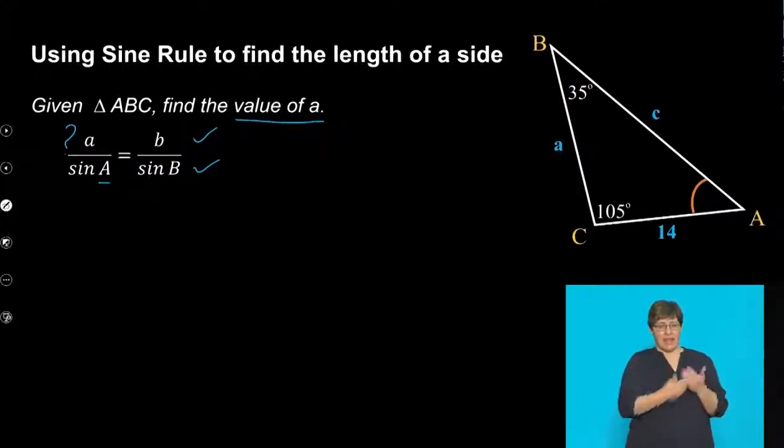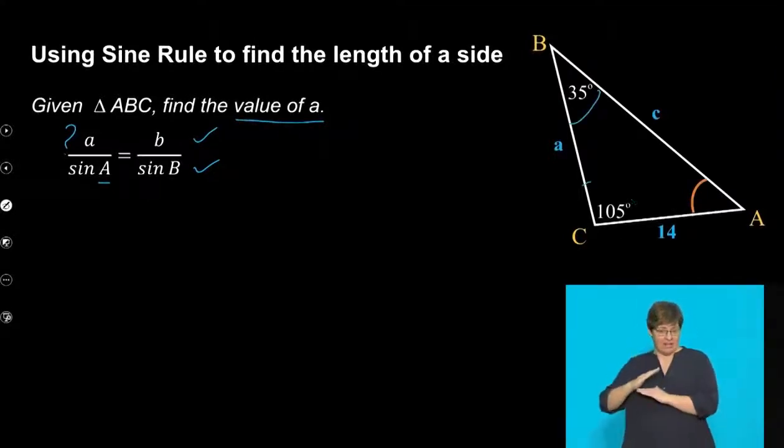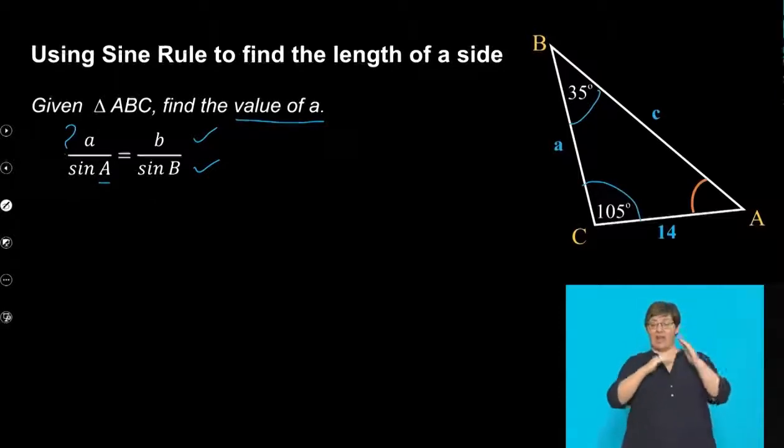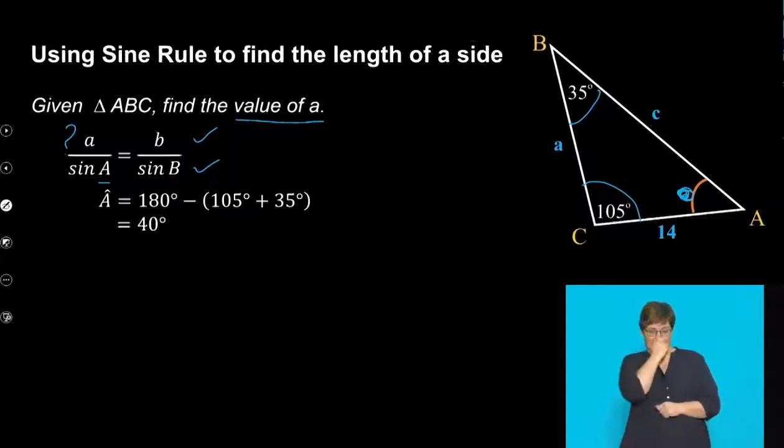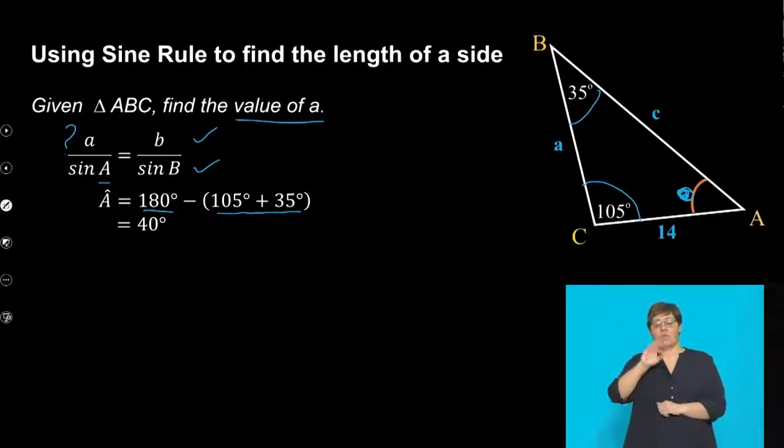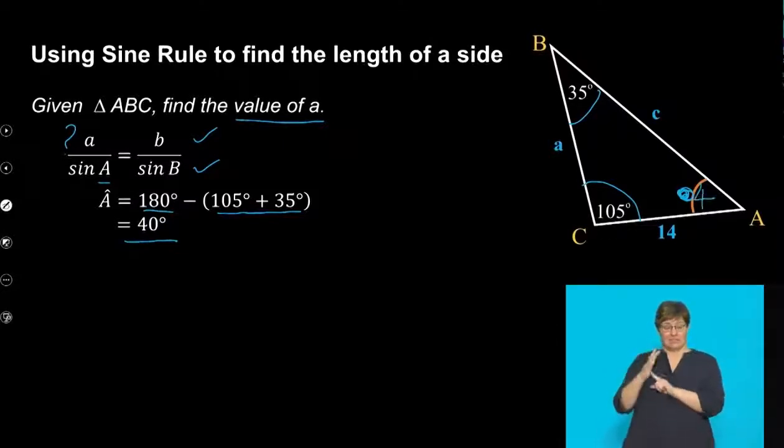If we go back to our diagram and remind ourselves how we're going to find angle A, we have these two angles, and A is the third angle in this triangle here. So all we need to do is subtract those two angles from 180 degrees. So A will be 180 minus 105 plus 35, the sum of the other two angles. A is then equal to 40 degrees. So back to our diagram.